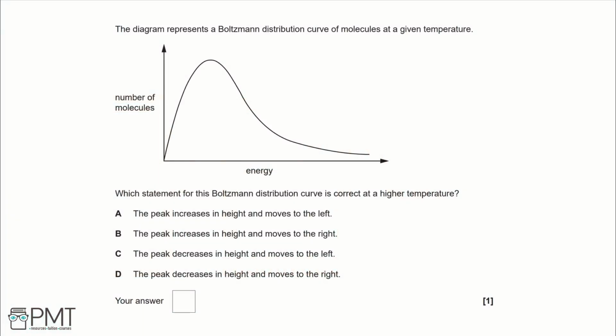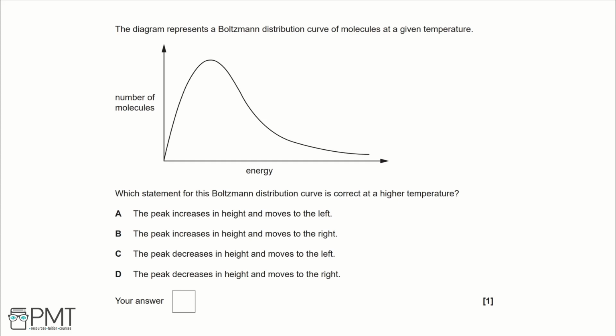The diagram represents a Boltzmann distribution curve of molecules at a given temperature. Which statement for this Boltzmann distribution curve is correct at a higher temperature? A. The peak increases in height and moves to the left.